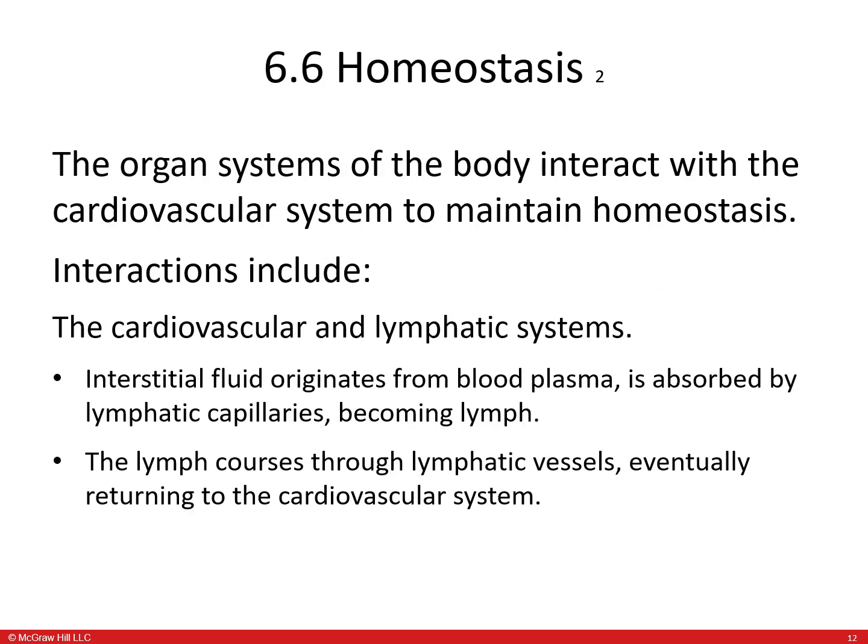The cardiovascular system interacts with other organs in the body, such as, for example, the lymphatic system. Interstitial fluid originates from blood plasma, and this is absorbed by the lymphatic capillaries, and this becomes the lymph. So the lymph courses through the lymphatic vessels, eventually returning to the cardiovascular system.